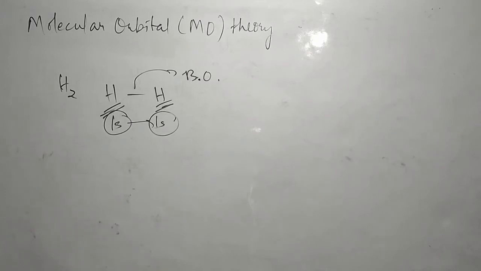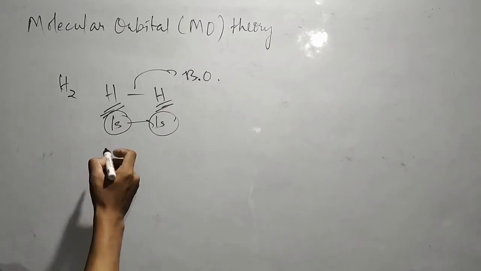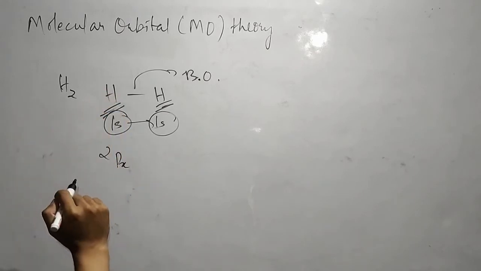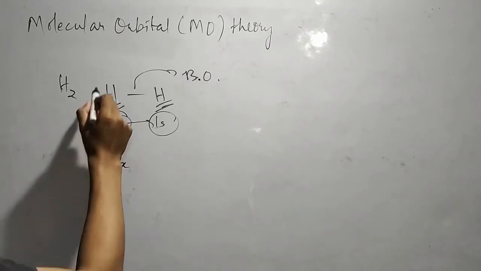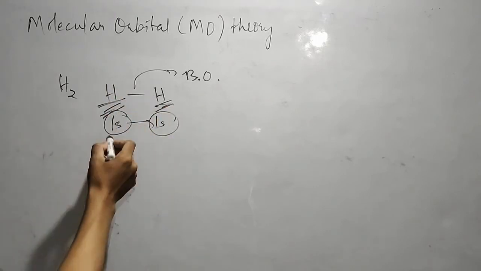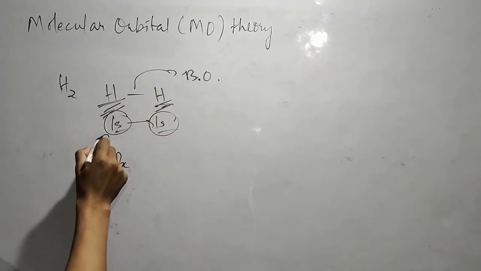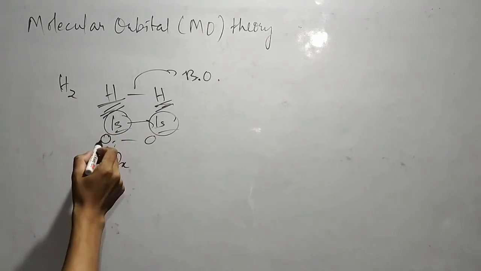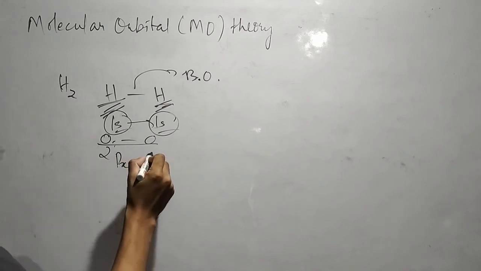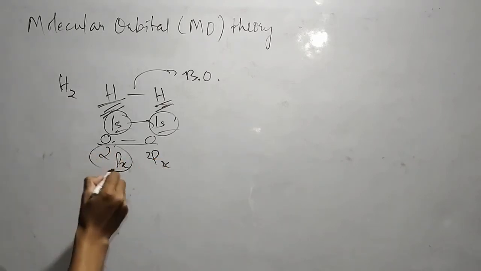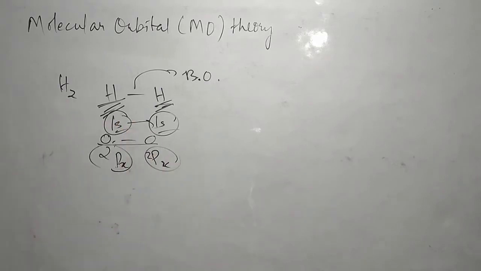The next condition is that during the combination, the atomic orbitals should have the same symmetry. For example, in this example for hydrogen, only 1s is there. But if we take oxygen, 2px will combine with 2px because of the same symmetry: this is along the x-axis, and this is also along the x-axis.